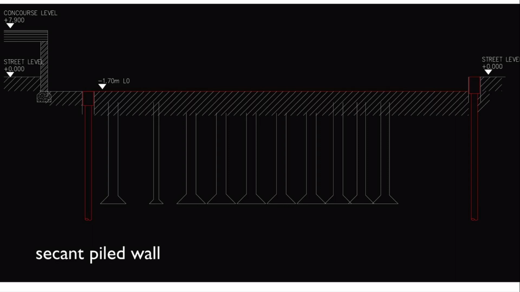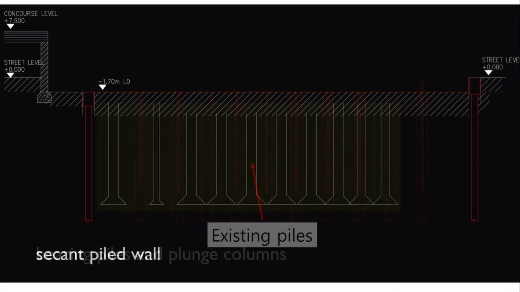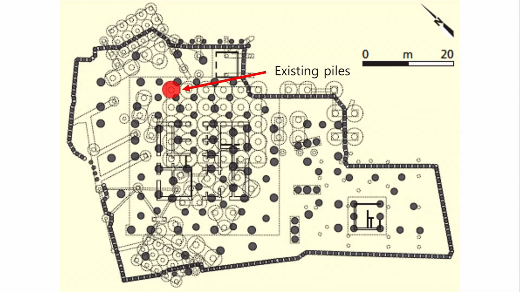After finishing construction of the secondary pile wall, constructors started piling for the building structure. But there were existing piles of previous buildings. Constructors could not remove them because of time and money. All of those circles are existing piles. So constructors just neglected them.